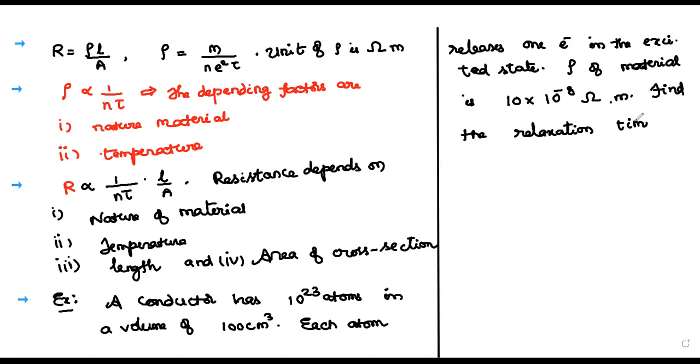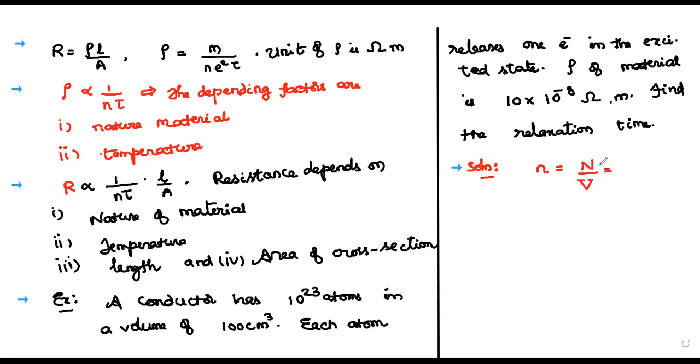Okay. Will you calculate this one, Nana? Just by substituting the values here. Simple solution. We are trying to calculate the number of electrons, capital N, per unit volume.